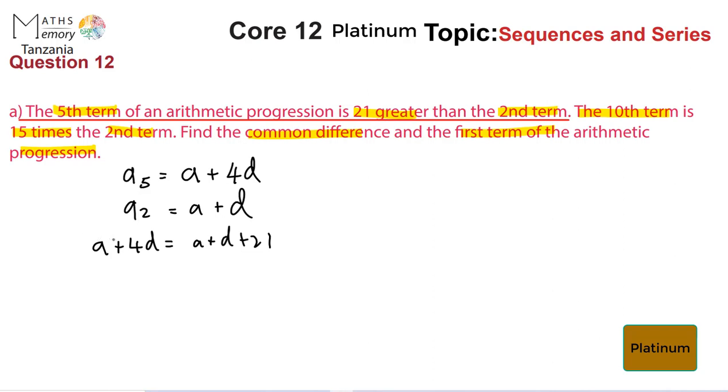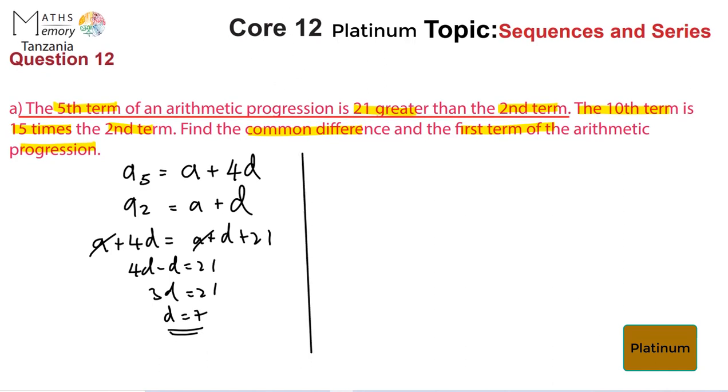Now we can work out D from here without even going to the second statement, because the A's cancel. 4D take away 1D will equal 21, so 3D equals 21 and D will equal 7. The difference is definitely going to be 7 in this question. Let's carry on to our second statement and see what we have.